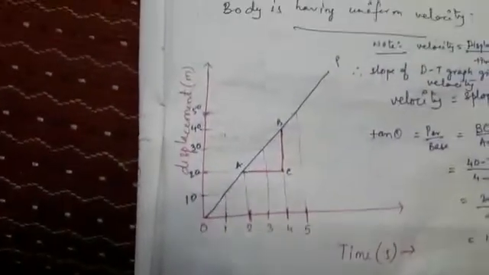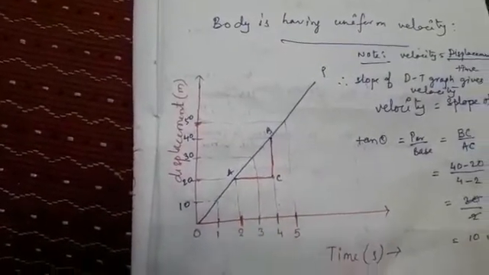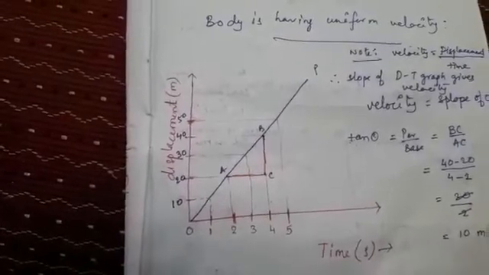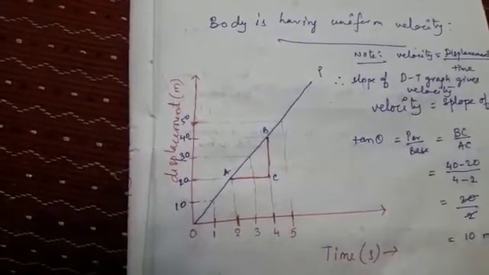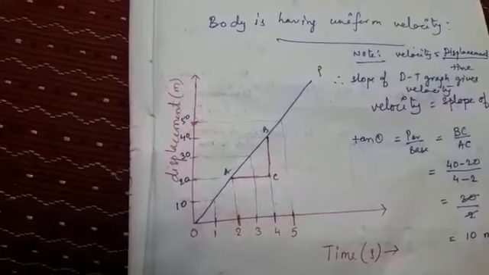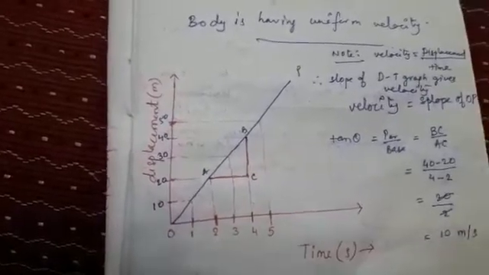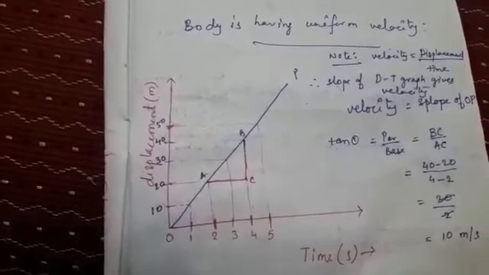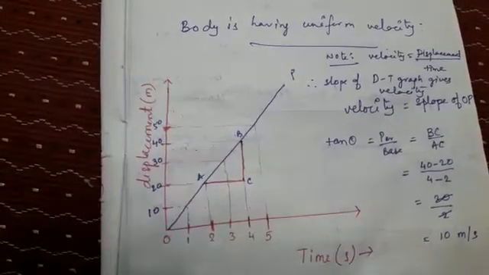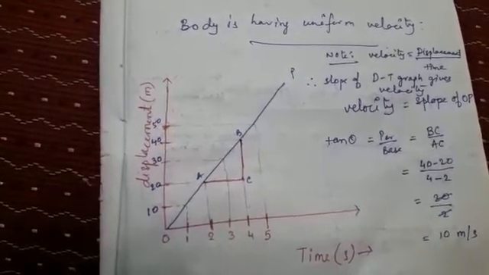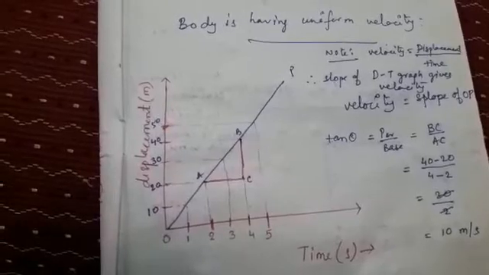Now in the next case, here it is also a displacement time graph, but the body is having a uniform velocity. In the last class we have already discussed what uniform velocity is. Uniform velocity means equal change in displacement in equal time intervals.